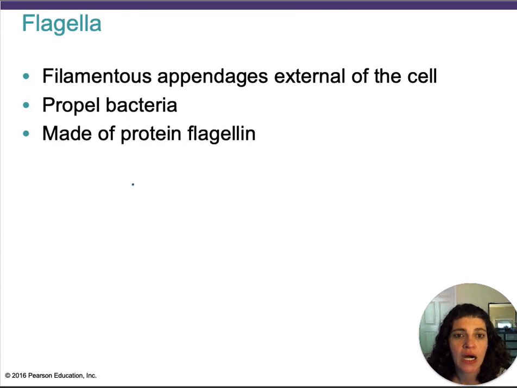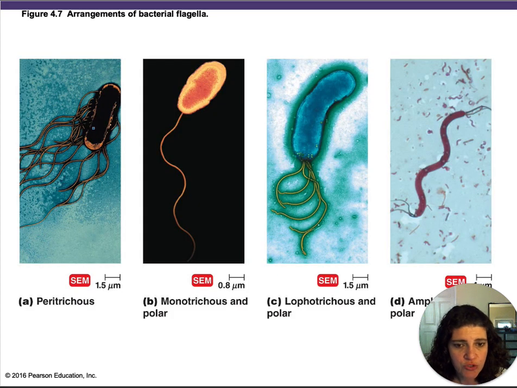Flagella are for motility, so they propel the bacteria, okay? They can be organized in different ways. I'm going to give you an example here. They can be peritrichous when they're all over the cell. They're called monotrichous when you have only one flagellum at one of the poles of the cell. They can be called lophotrichous when you see just one big concentration of flagella on one pole of the cell. And when you see flagella on both sides of the cell, you call them amphitrichous. Okay?